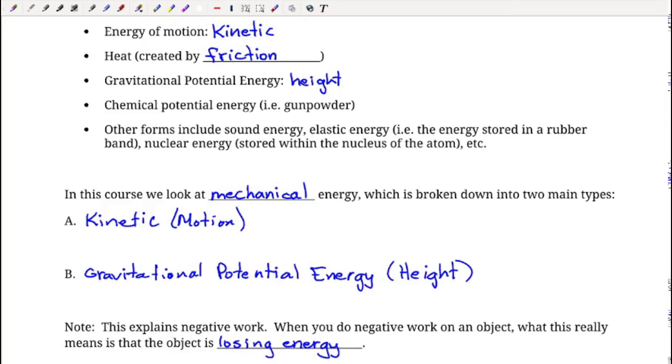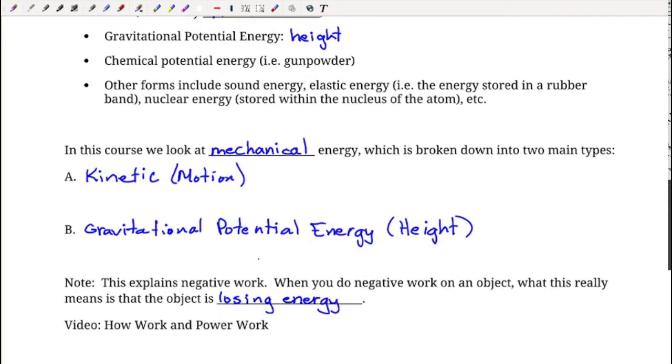So at this point, we're actually going to take a quick break from the lesson notes to watch a video on how work and power work. So here it comes.